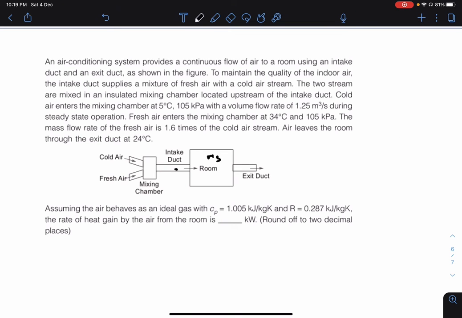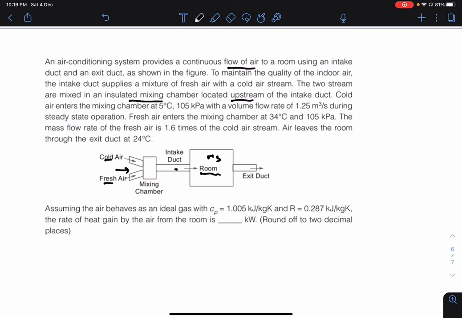And this is our exit duct, and it is supplying a continuous flow of air. Now, to maintain the quality of the indoor air, the intake duct supplies a mixture of fresh air with a cold air stream, that is cold air, and this is fresh air. The two streams are mixed in an insulating mixing chamber located upstream of the intake duct. So this is our upstream that is coming to the intake duct. So here cold air and fresh air are mixed.